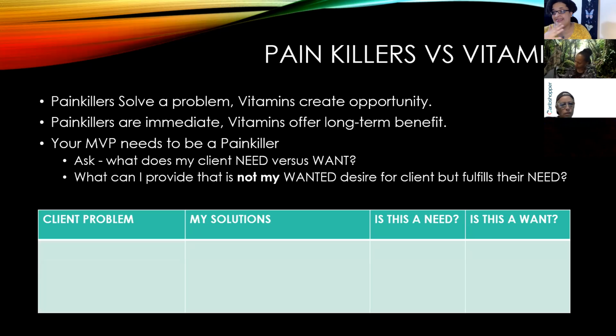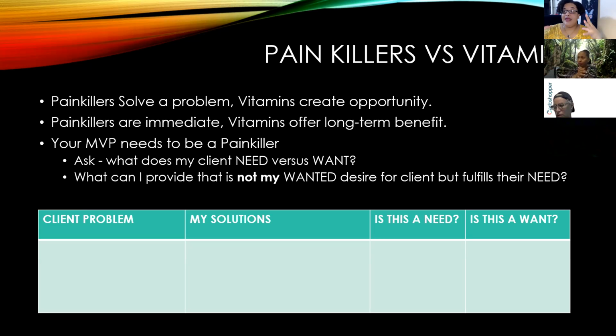So the key thing is to identify whether or not your MVP is a potential painkiller versus a vitamin. Now, painkillers solve a problem. If you have a headache, you take a pill, it goes away, okay? Or you drink water and it will go away. Vitamins create an opportunity. So painkillers solve a problem, vitamins create an opportunity. Painkillers offer immediate gratification, vitamins offer long-term benefit.